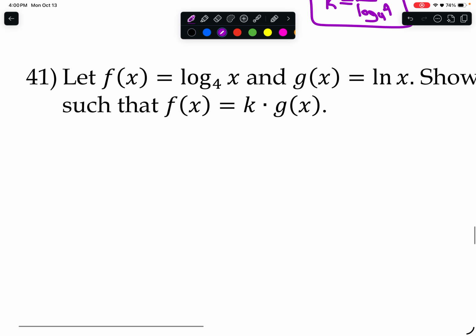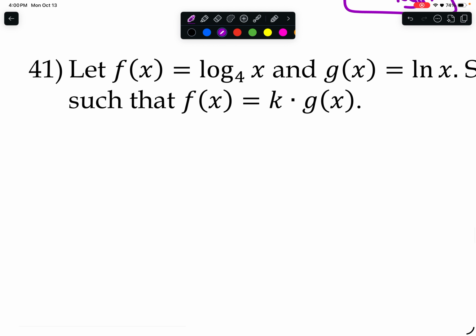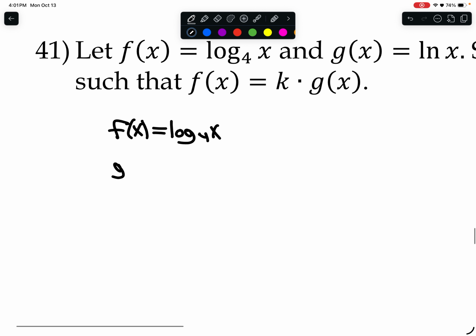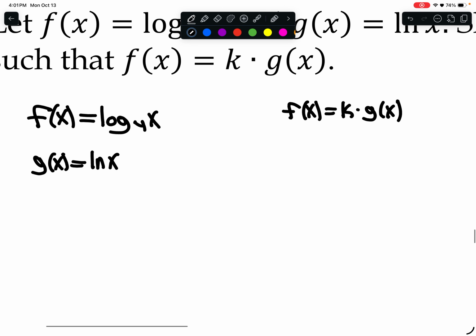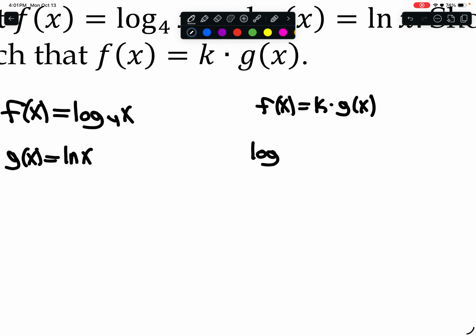Okay, 41, last but not least. So now we're going to have, same idea, we're still writing it as a vertical dilation. So f of x is going to be log base 4 of x, but now g of x is going to be natural log of x. So we decide to throw a natural log in there. So once again, we're still going to have f of x equals k times g of x. So when I sub in, log base 4 of x is equal to k times natural log of x.